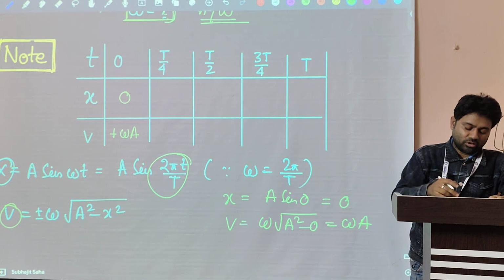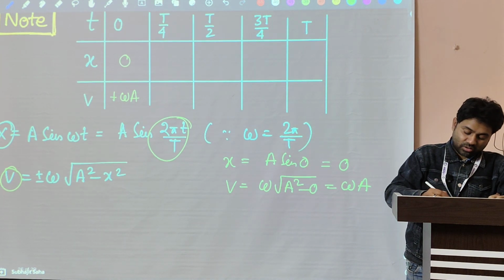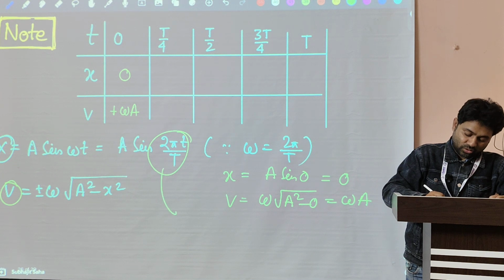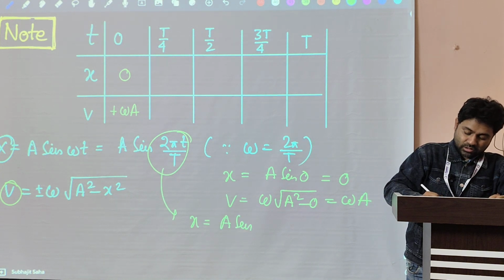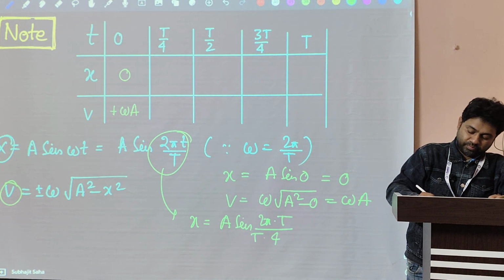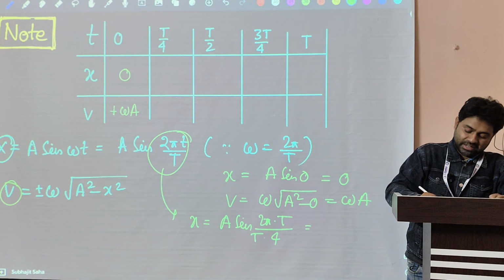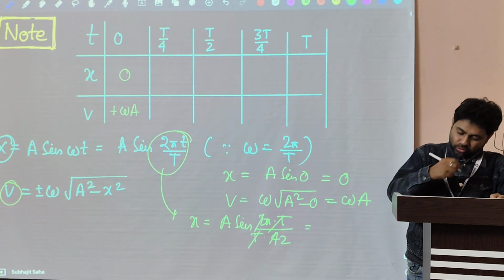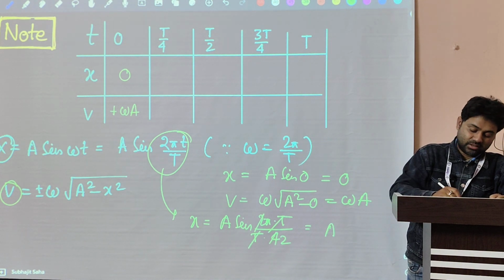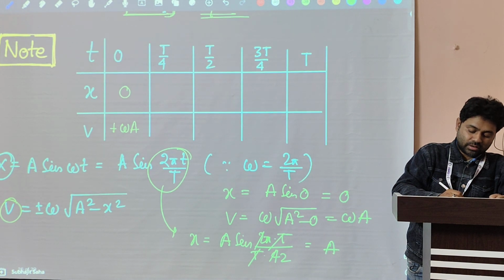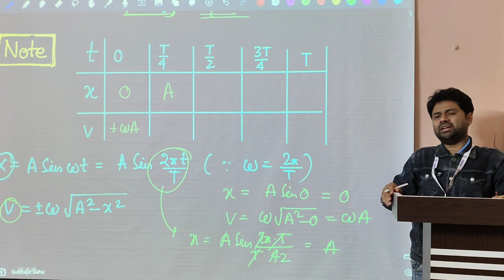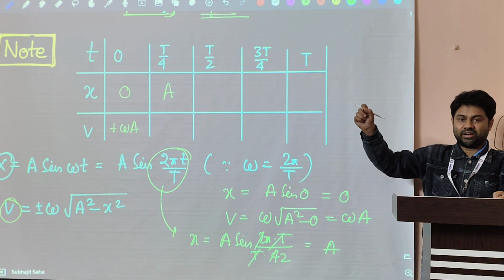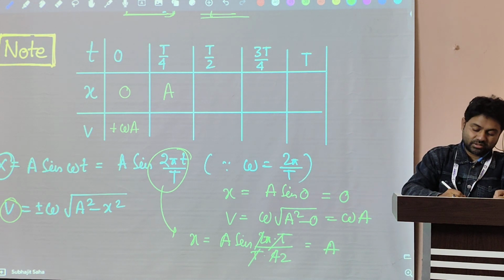Now, what happens to its displacement at time T by 4? Again, put there T by 4. So x equals a sine 2 pi by capital T into T by 4. T cancels out, pi by 2. Sine pi by 2 is sine 90 degrees, so it's a. At quarter time period, the particle is at amplitude, at its extremity, the right extremity, you say, plus a.